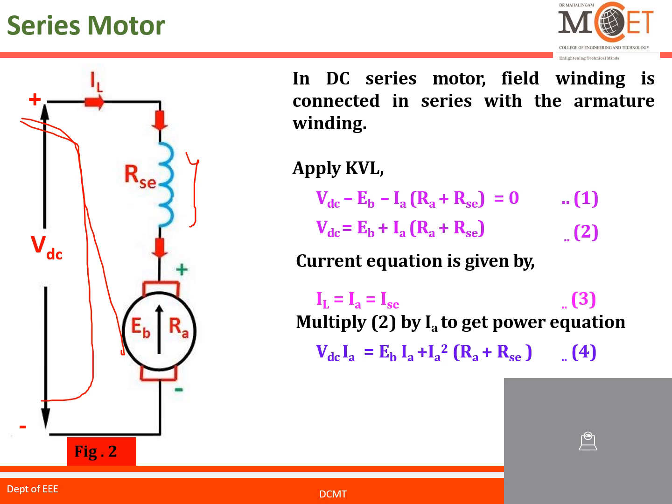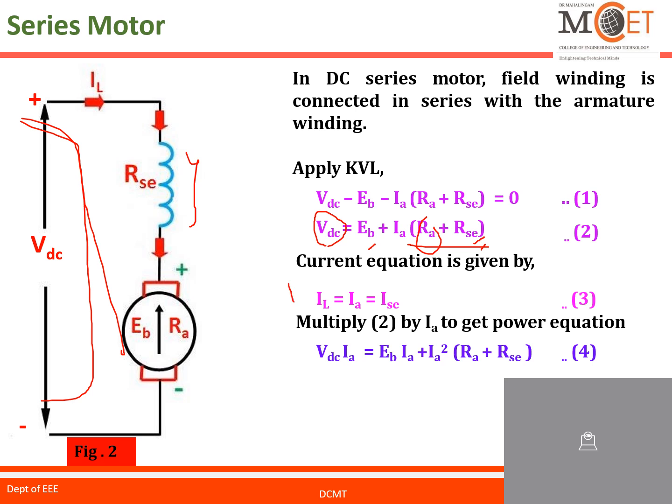If you use KVL, the input voltage VDC equals back EMF plus IA times (RA plus RSE). RA is the armature resistance and RSE is the series field resistance. Here both RA and RSE are in series, so we can put them together. In the previous case the shunt field resistance was very high, but in the case of the series field the resistance is low, so we can add it with the armature resistance.